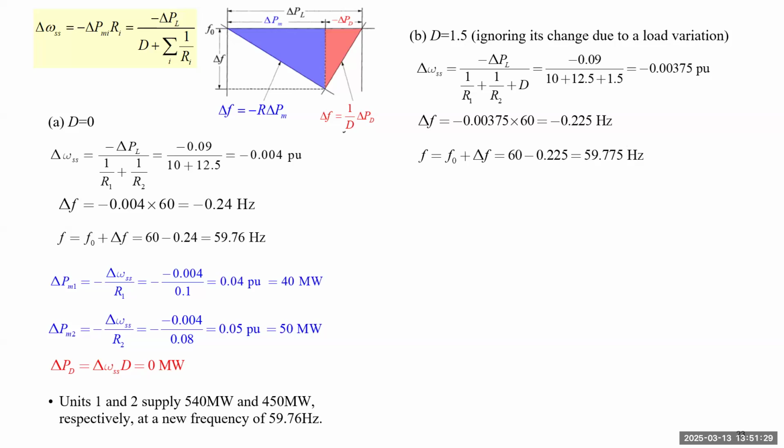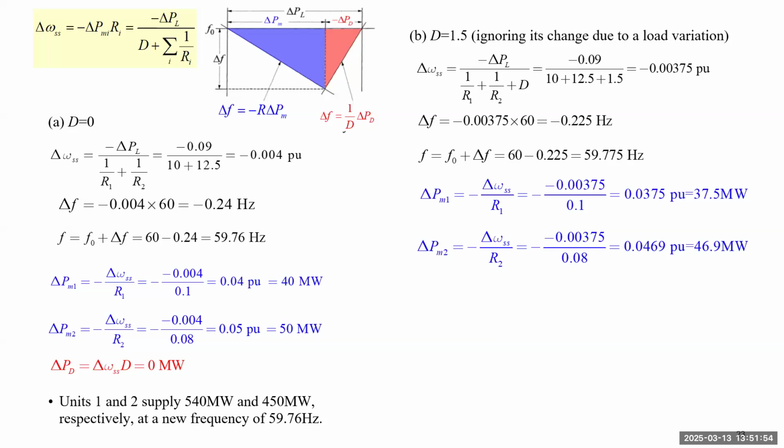Translated to the value in hertz, the final frequency will be 59.775, right? Slightly higher than the first case. Which means when your system has a frequency sensitive load, any load increase won't cause as much frequency deviation.